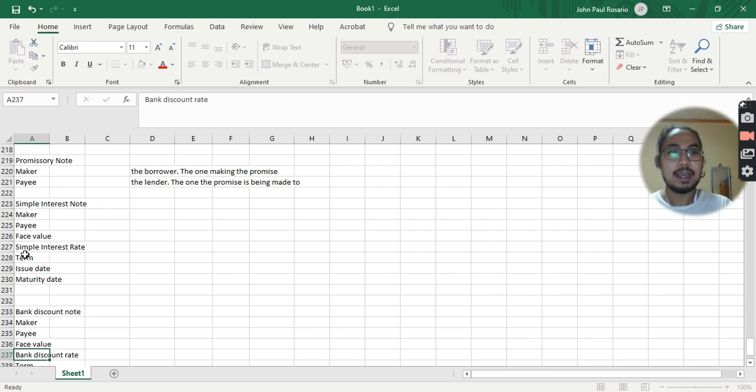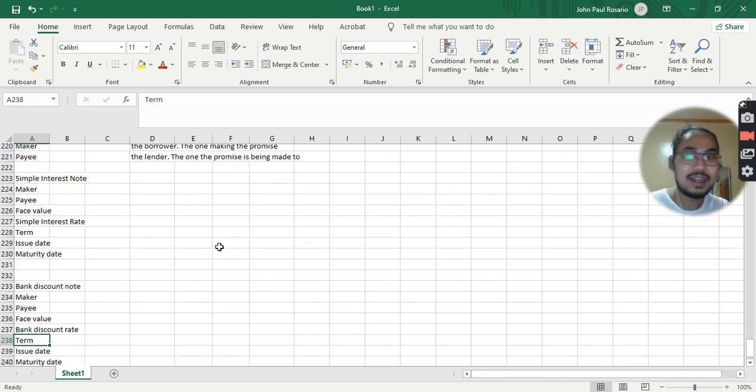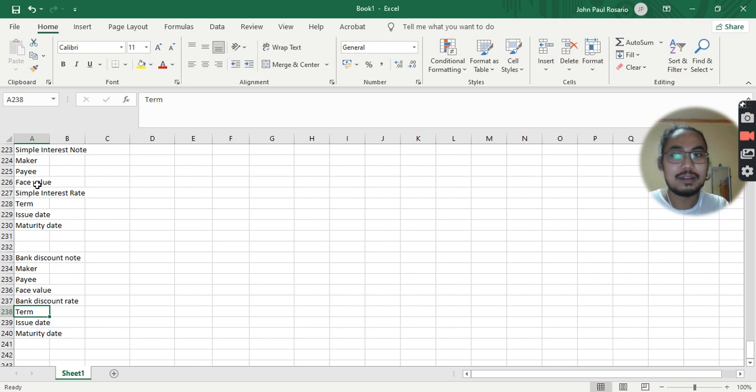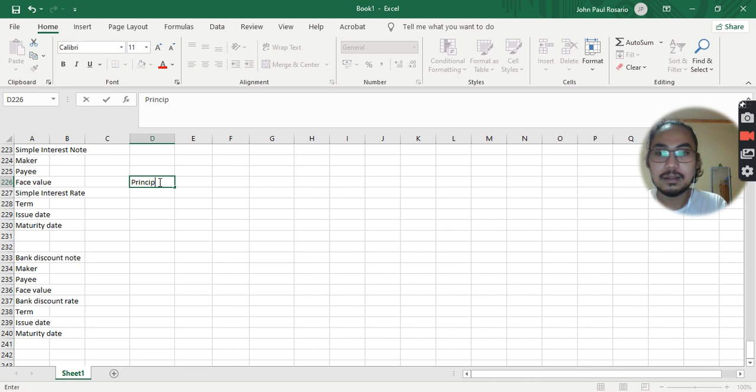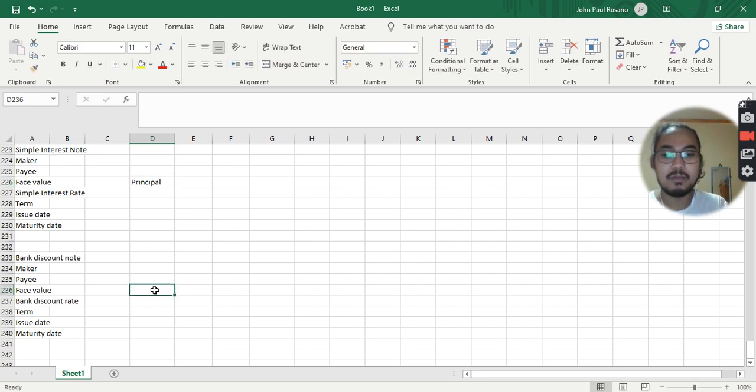Now, again, you may not see the difference between the face values. For a simple interest note, face value is equal to principal, while for a bank discount note, face value is equal to maturity value. Okay? That's all there is to it. And then, next we move to the discounting of a simple interest note and discounting of a bank discount note.